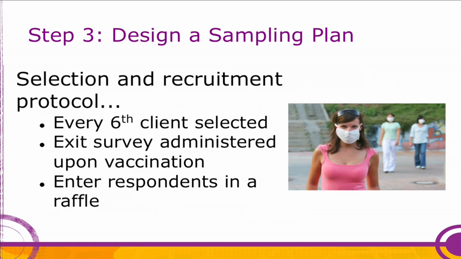In our vaccine clinic example, we've chosen every 6th client that came through the vaccine clinic, and thus we had those 6 out of 36 clients in the previous diagram. Since we're administering an exit survey, we only need to survey these people once. But if we had decided it would be important to follow up with them, we would need to clearly explain that this was part of our survey protocol and that they would be followed up with at a later point in time. Very often you want to include incentives to make people more willing to fill out that survey. And so in this example, we've entered our respondents in a raffle.